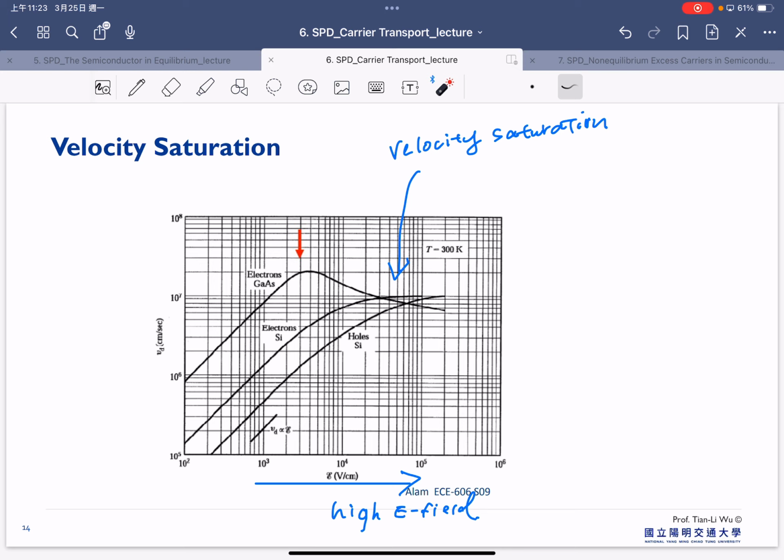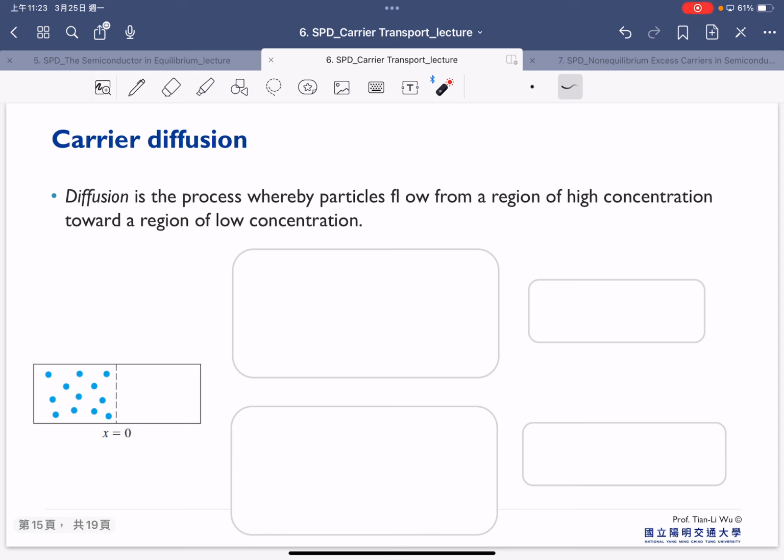Okay, so finally, we finished the discussion related to carrier drift. Carrier drift is mainly related to when you apply the bias and then your carrier starts to move based on your bias. But in reality, we also have to consider another mechanism that we call carrier diffusion. Diffusion is from chemistry. You already know the diffusion process. Diffusion is a very common sense, straightforward phenomenon.